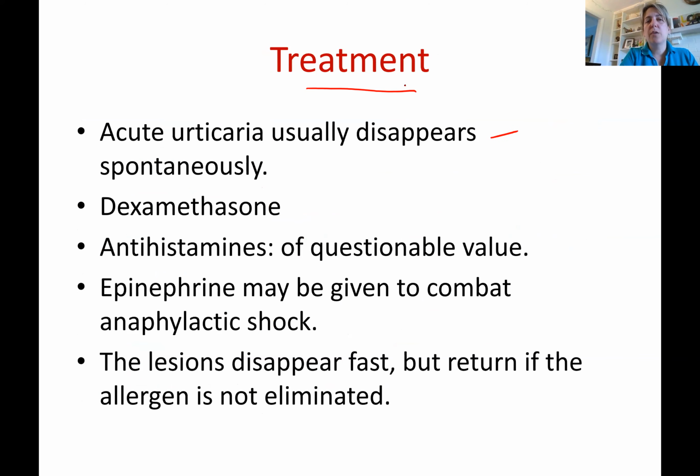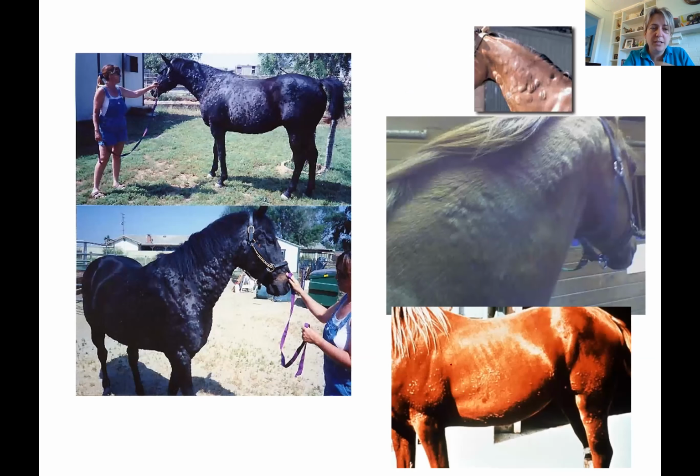How do we treat? Acute urticaria usually disappears spontaneously, but if it doesn't, dexamethasone is the very quick and best treatment available. Antihistamines such as Benadryl probably don't work as well in horses as they do in us. If the horse is suffering anaphylactic shock, he has to receive epinephrine to open up his airways. The lesions are going to disappear fast, but they can return just as fast if the allergen is not eliminated.